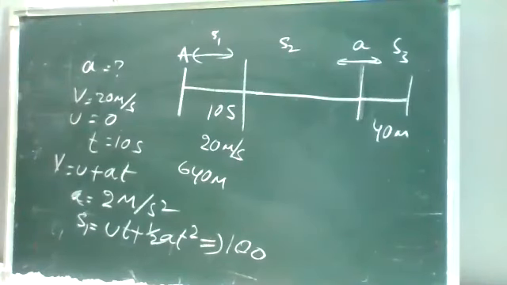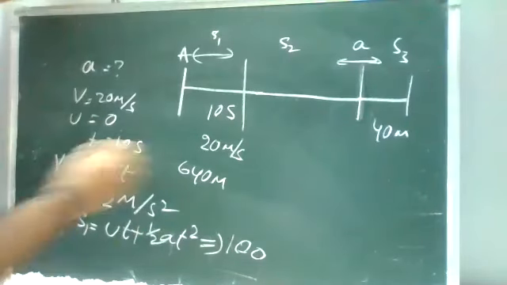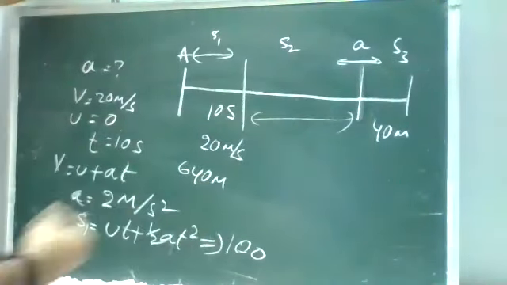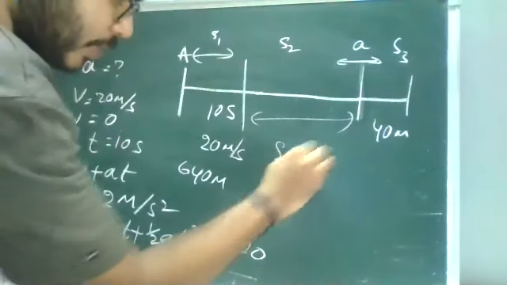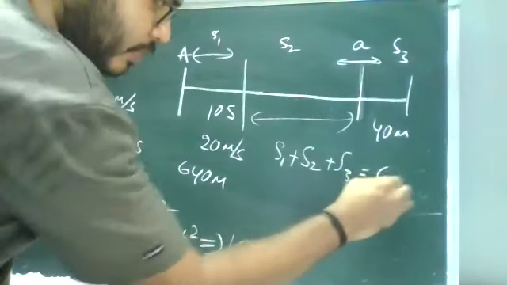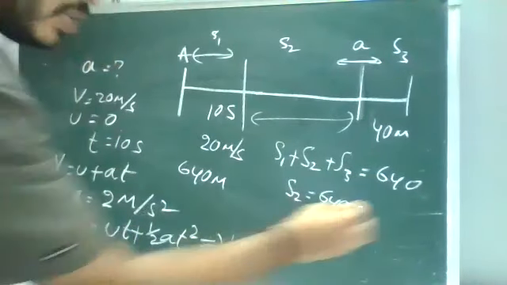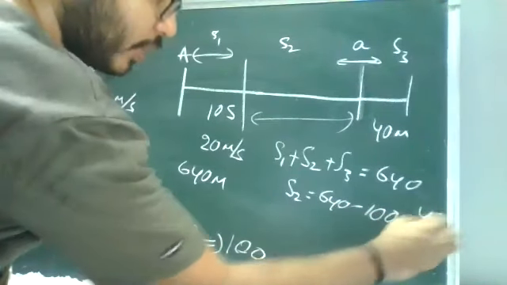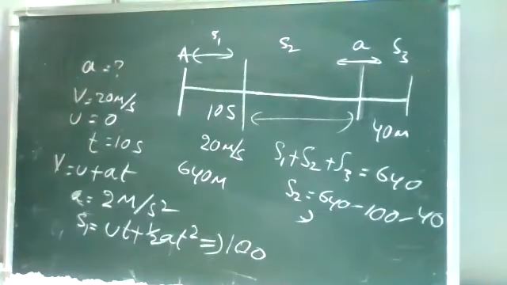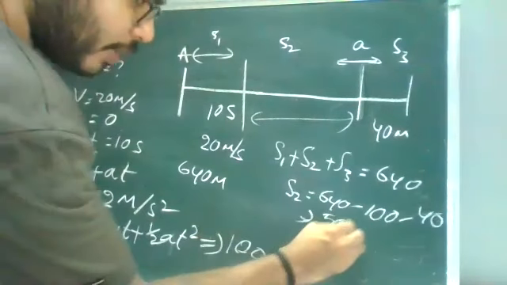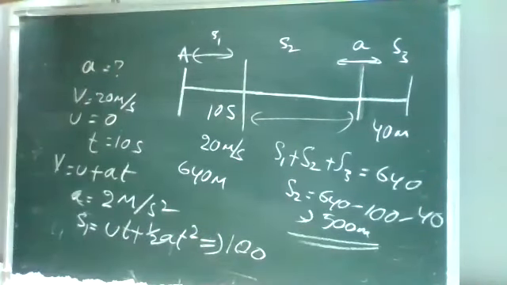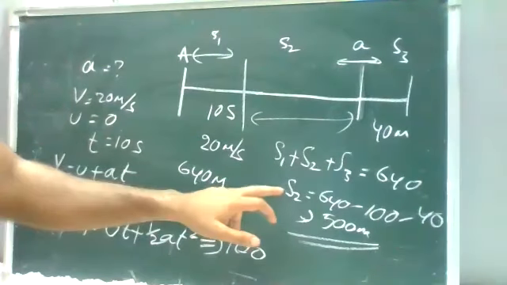Now for the third case, the displacement is 40 meters. The total displacement is 640, so we can find S2. S1 plus S2 plus S3 is equal to 640. Then S2 is equal to 640 minus S1 minus S3. S1 is 100 and S3 is 40. So S2 is 500 meters. Now we have got the displacement S2.